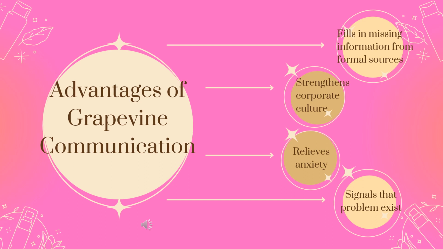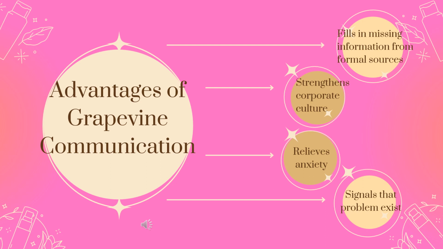There are four advantages of grapevine communication. First and foremost, it fills in missing information from formal sources. For example, if some information is incomplete. Secondly, it strengthens corporate culture. This occurs when symbols of the organization's culture are communicated.